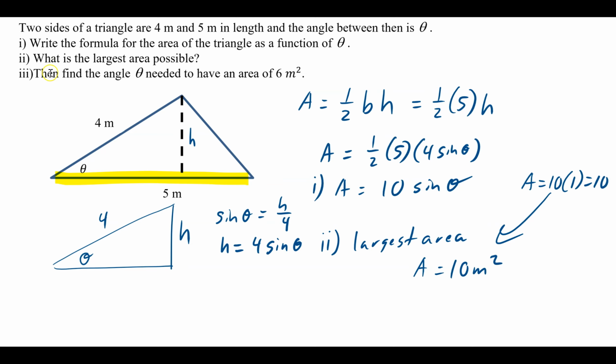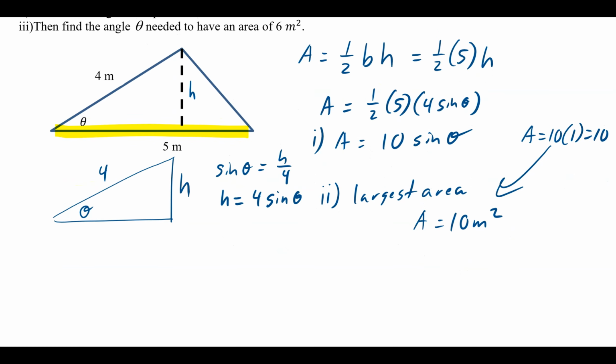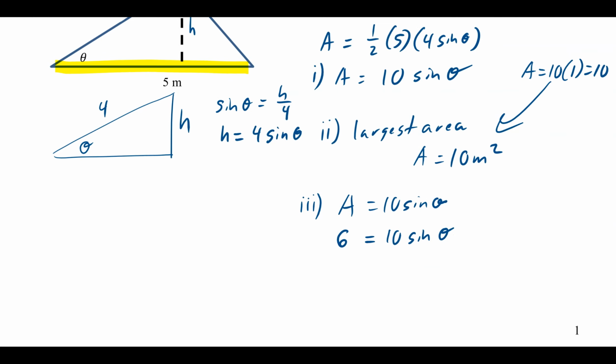So now it's saying find an angle, theta, needed to have an area of 6 meters squared. And that's where our equations come in now. So we take our area, which is 10 sine theta, and we say that our area is 6 meters squared. And then we solve for sine. So you just divide by 10. So we get 6/10. I know that's 3/5. We can leave it.